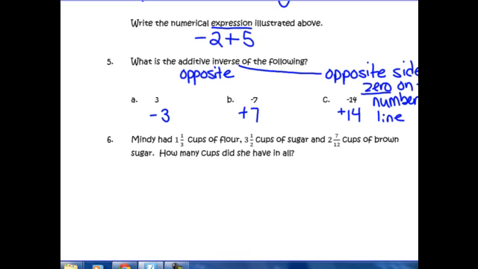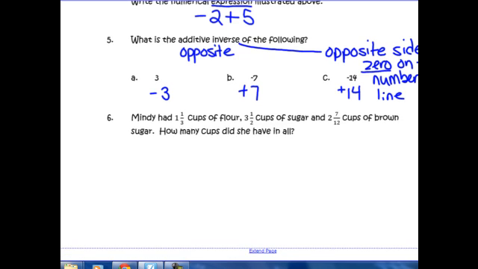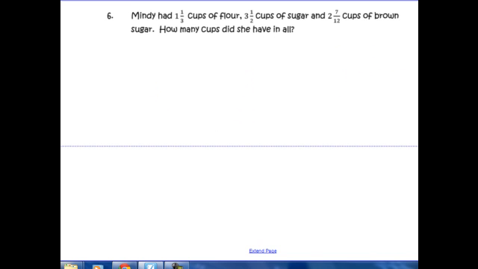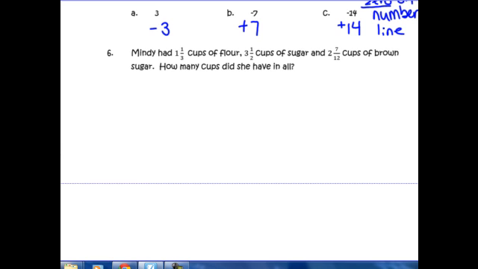Number 6, Mindy had 1 1/3 cups of flour, 3 1/2 cups of sugar, and 2 7/12 cups of brown sugar. How many cups did she have in all? So what's the total amount of her ingredients here? She must be baking, it looks like. So I've got to get a common denominator. I'm not going to make them improper. I'm going to just keep my whole number and fraction parts separate.